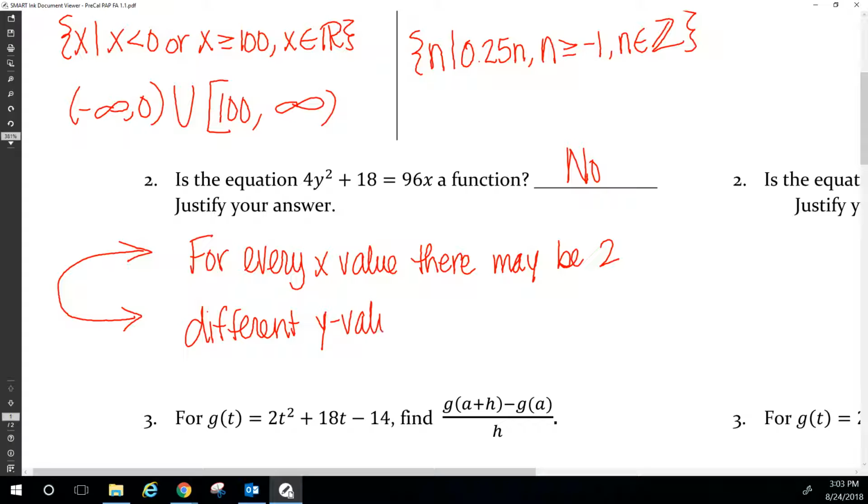So a lot of you guys put some numbers in there to try to justify it. You came up with something like, oh no, it's a function, or it's not a function because you got imaginary answers. That's just because the numbers you chose gave you imaginary answers. So when I'm saying justify, I'm looking for some words that would demonstrate to me, communicate to me, that you understand what it means to be a function.